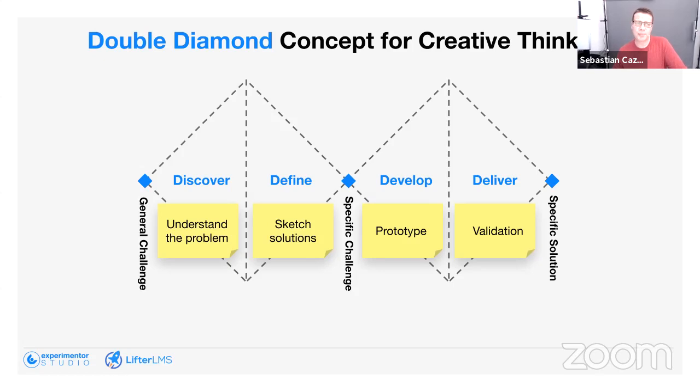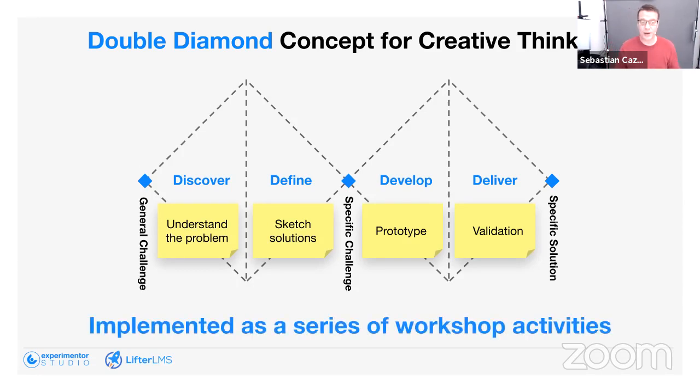Actually, this process is based on a concept called double diamond because of the shape of its visual representation, which has been published or promoted probably 20 or 25 years ago by a research group in the United Kingdom. So it's not really something new. It's something that works very well in the design business for many years. And this concept of 4 steps is implemented as a series of workshop activities, like I said before. Altogether, these steps make up the course design sprint.